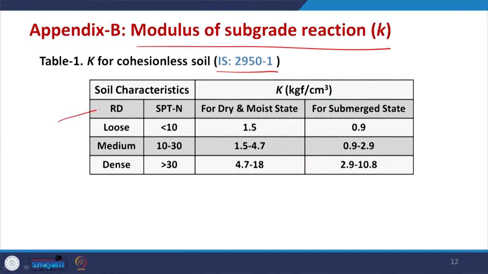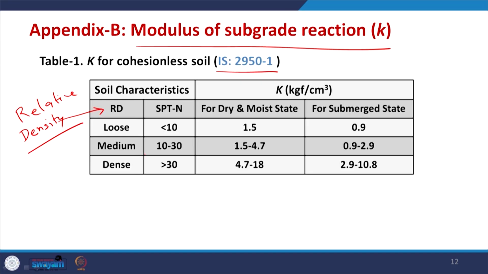So what this code says, if soil characteristics are for RD, which stands for relative density. When we talk about relative density, you may be aware that this term is more important for sandy or cohesionless soil rather than clay. This RD is categorized in 3 categories: loose, medium and dense sand. Based on the SPT n values, if the SPT n value is less than 10, we categorize it as loose, if it is between 10 to 30 then medium, and if it is more than 30 then dense sand.